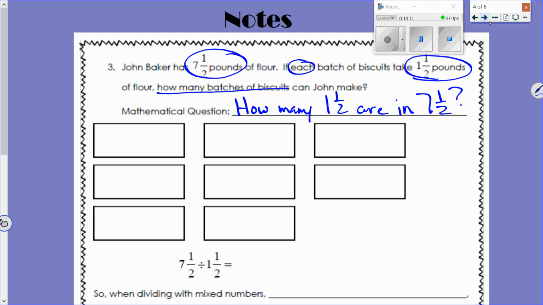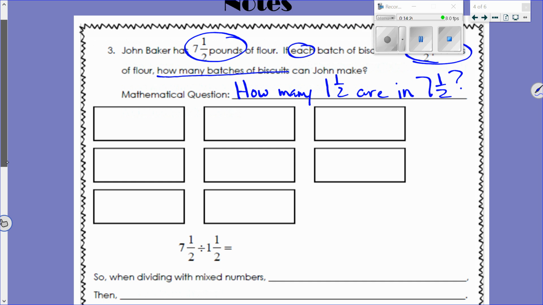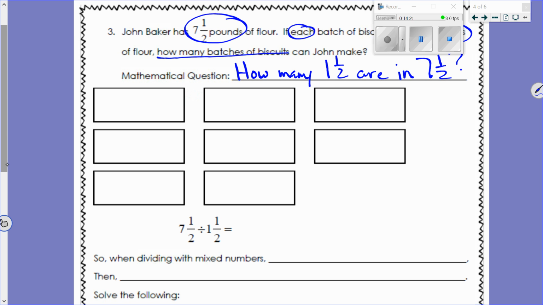Think it's going to be more? No, Sean? What do you think? It's in the middle. You think it's in the middle? Well, that's right. So the first thing we need to do is get our 7 1/2. So we're going to have to divide them all into halves.